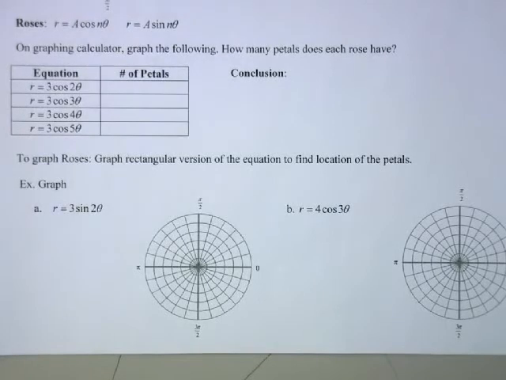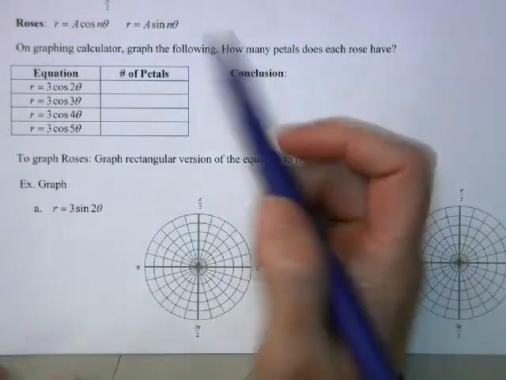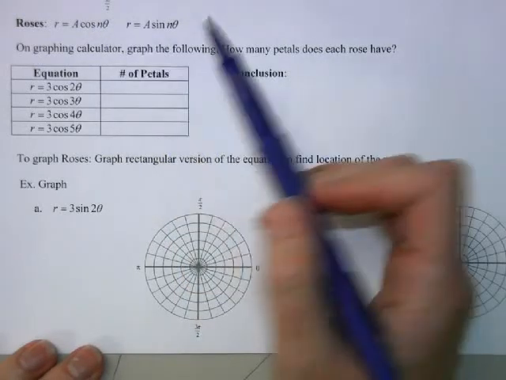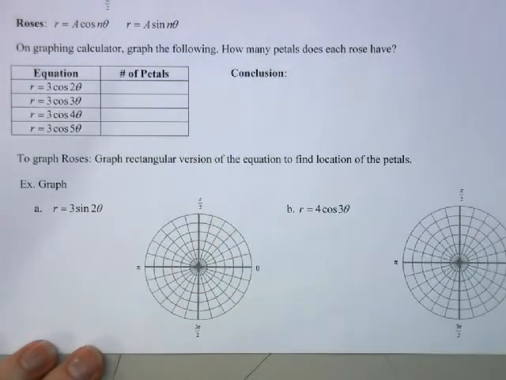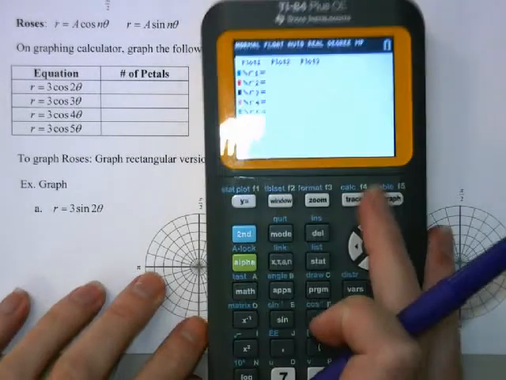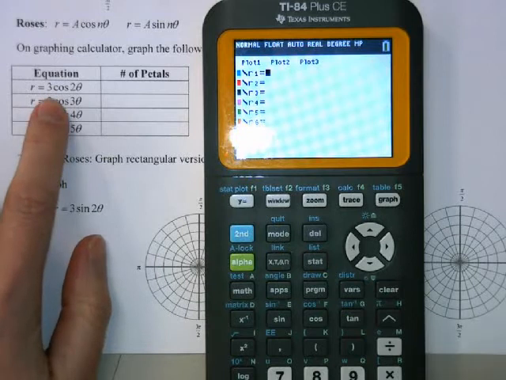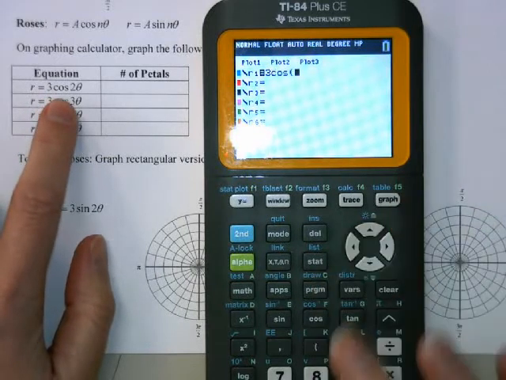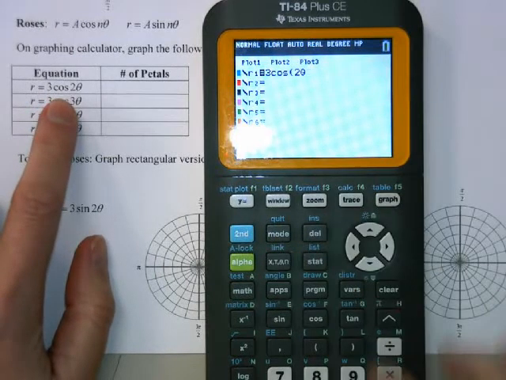Finally, we're going to look at the roses. Okay, so roses are in the form r equals a cosine n theta or r equals a sine n theta. First, we're going to look at the relationship between the equation and different types of roses. So we're going to graph these equations. So 3 cosine 2 theta.